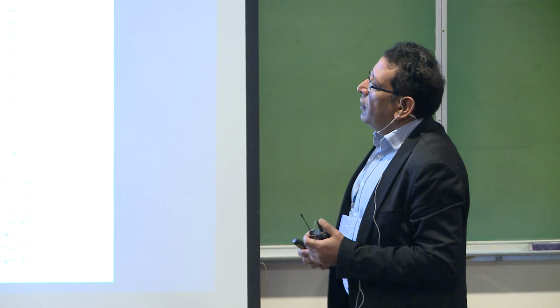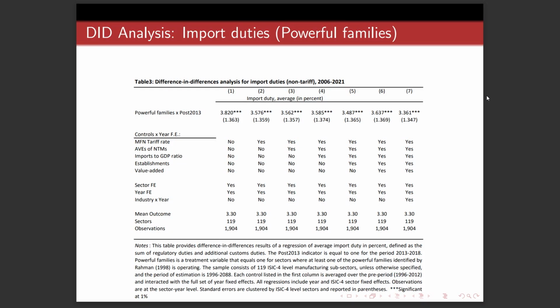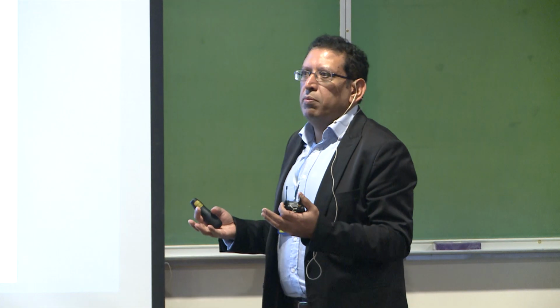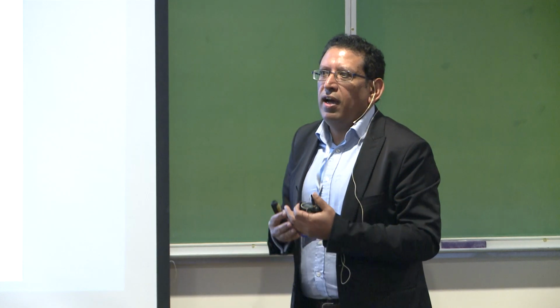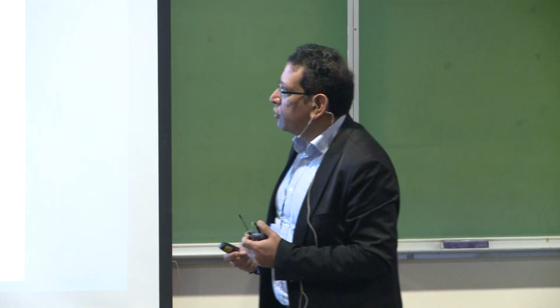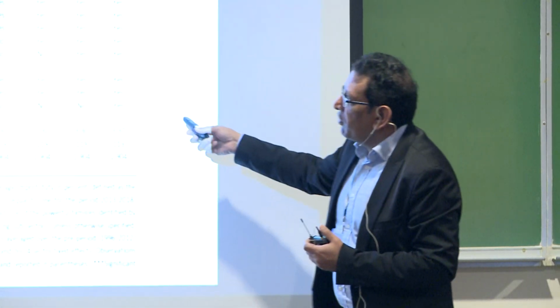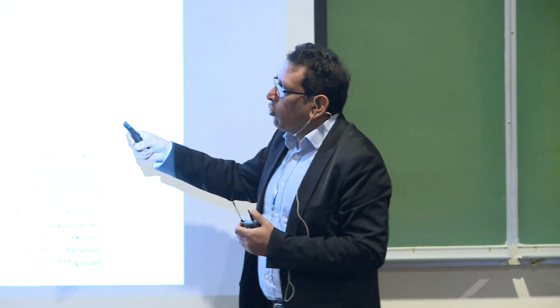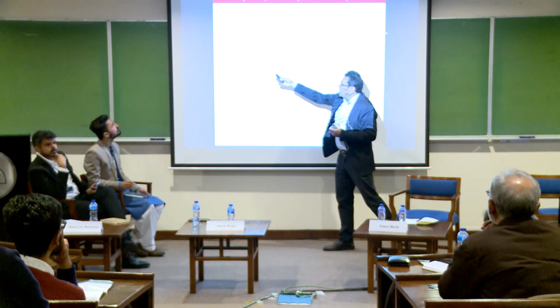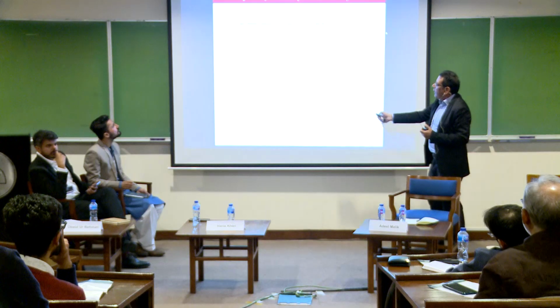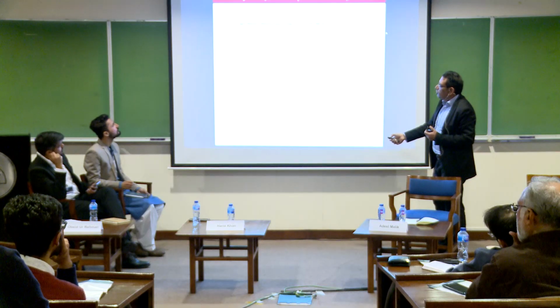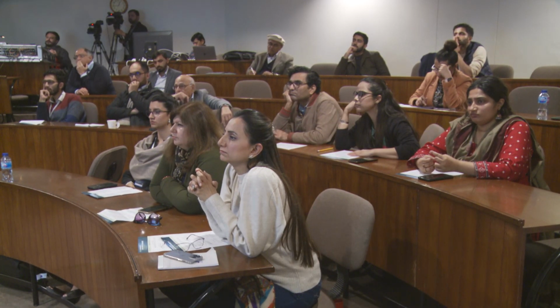And you could obviously do a standard DID regression model. You have to obviously control for sector level fixed effects. Some sectors are more prone to, of course, presence by politically connected actors. They might be prone to more protection, import protection, and so on and so forth. We include industry into year fixed effects as well, and also flexibly control for initial level of protection, the ad valorem equivalent of NTMs, imports to GDP ratio, establishments, value added, etc. And I've got a bunch of other tables that do various permutations of this.